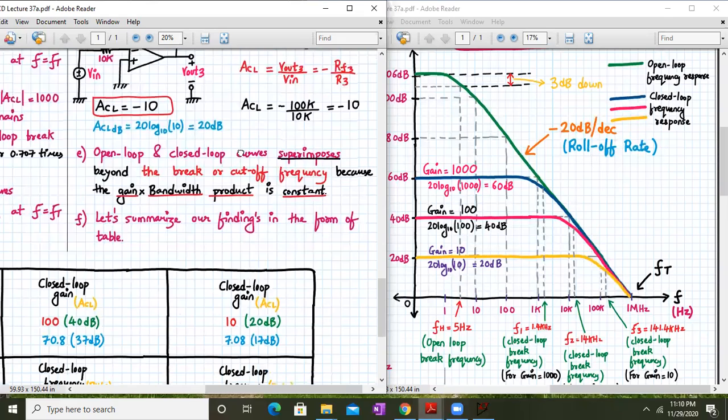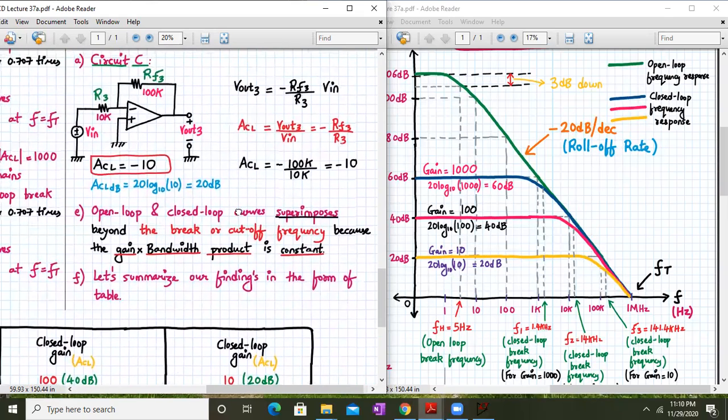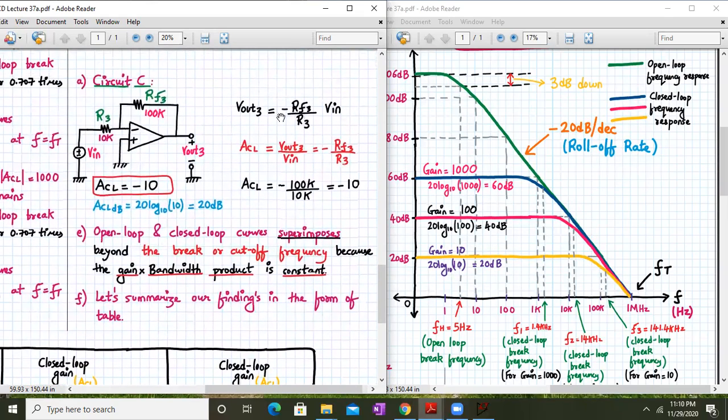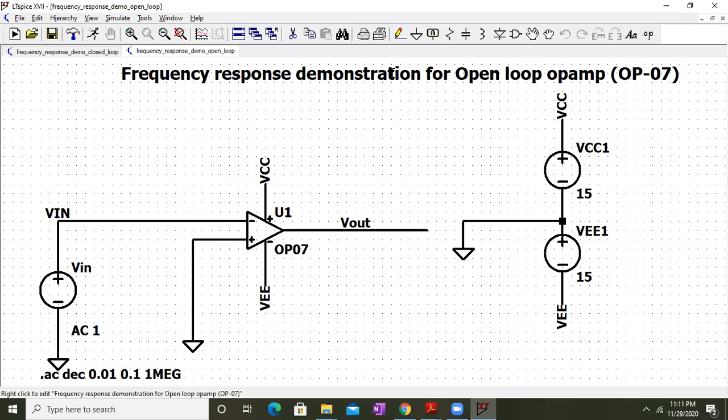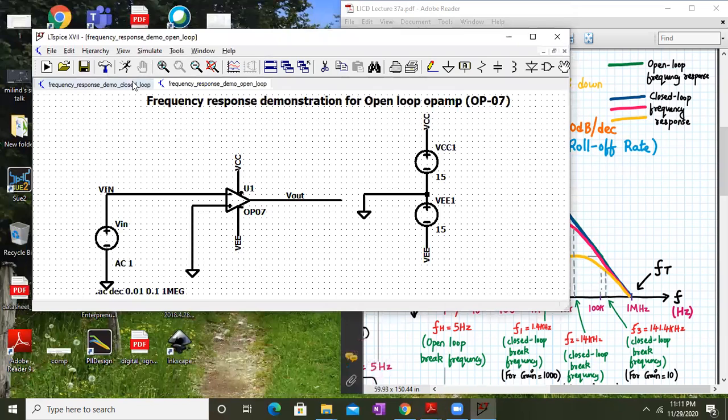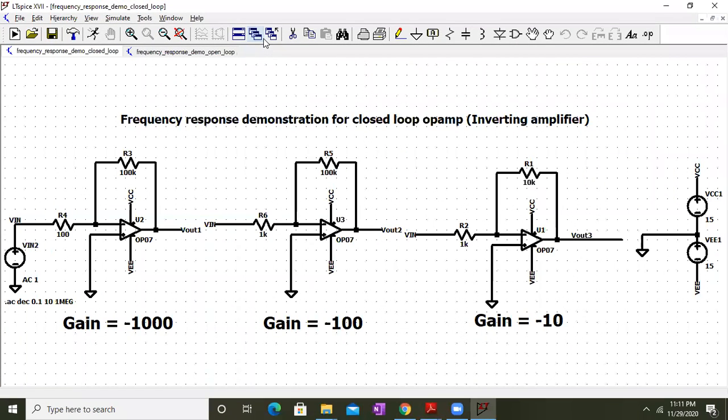Now next, let us summarize these findings in the form of a table. But before going there, let us try this out in LTspice and check whether we are getting it or not. So I have opened up the LTspice workspace window. Here I have made the three circuits with a gain of minus 1000, minus 100, and minus 10. Let us simulate this and check what happens.